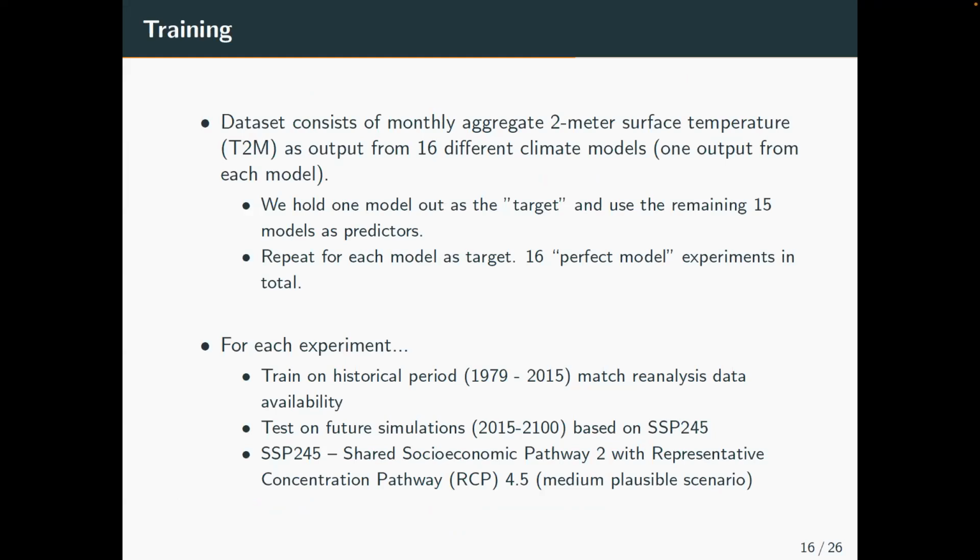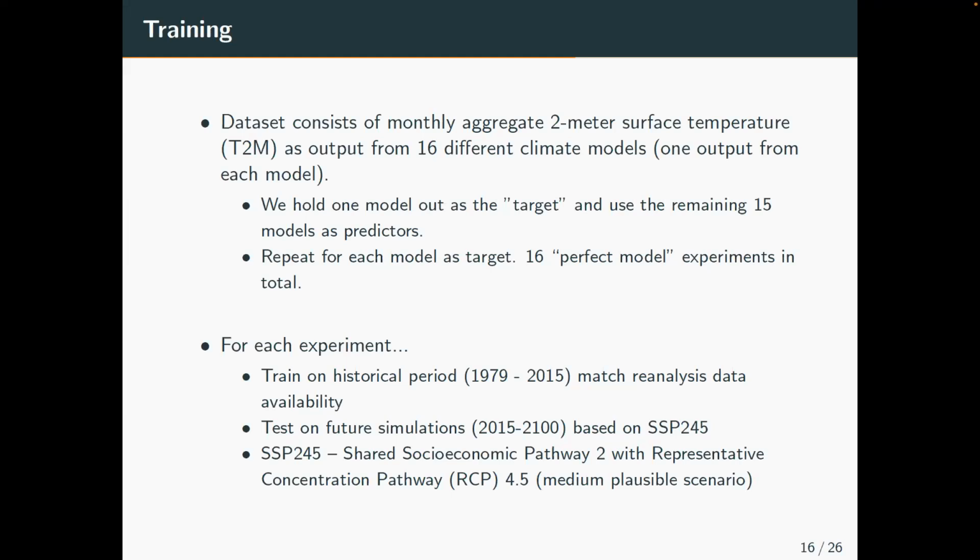So we wanted to apply this approach, our deep kernel learning approach. We're going to look at a data set that consists of monthly aggregate 2-meter surface temperature fields as output from 16 different climate models. This is a small testing data set. Eventually, it's going to be scaled up to the full 50 models or so in CMIP, now CMIP 6. And essentially, in order to validate our predictions into the future, we're going to take one model from this ensemble of 16.